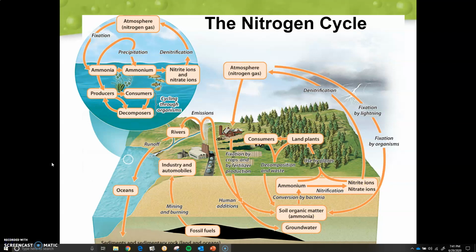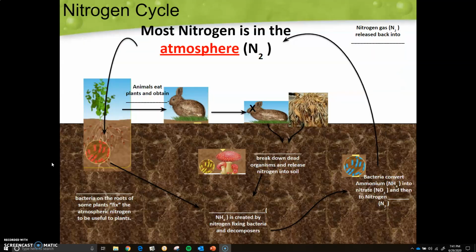Okay, so let's go ahead and look at a simpler image to talk through this cycle. Like I said, most nitrogen is going to be found in the atmosphere as a gas. So we're going to start here with nitrogen fixing bacteria. It's found on some plant roots, and they help fix the atmospheric nitrogen to be useful to plants. Animals will eat those plants to obtain nitrogen. Decomposers are going to break down dead organisms and release the nitrogen back into the soil.